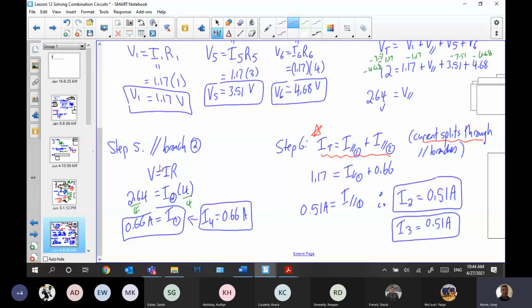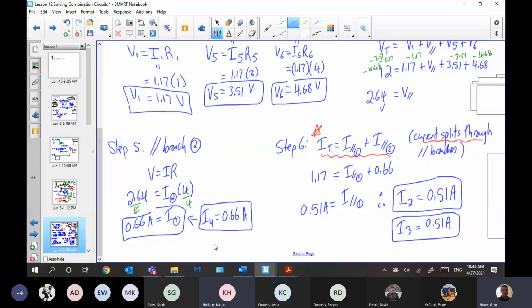And so that's this right here. I have the voltage across the 4 ohm because it's the only resistor in that parallel branch. And I've got the resistance of it, 4 ohms. And so I calculated the current that'll go through that branch, which is the current through 4 ohm resistor number 4.